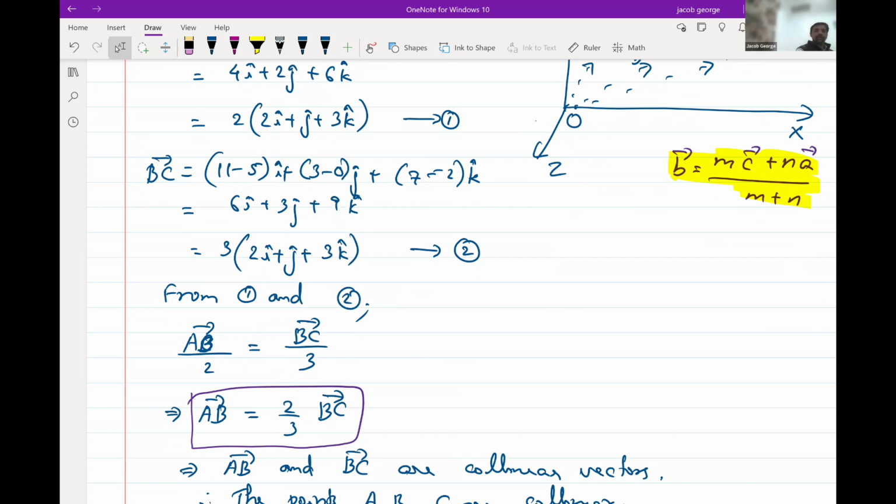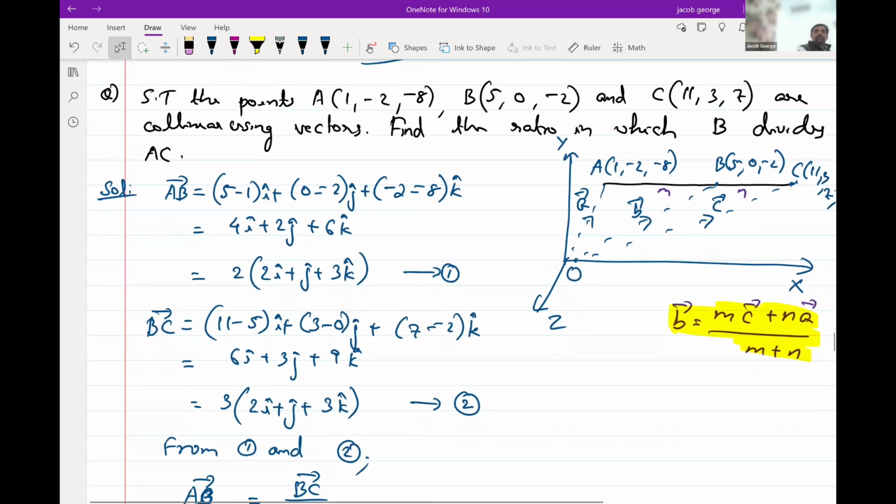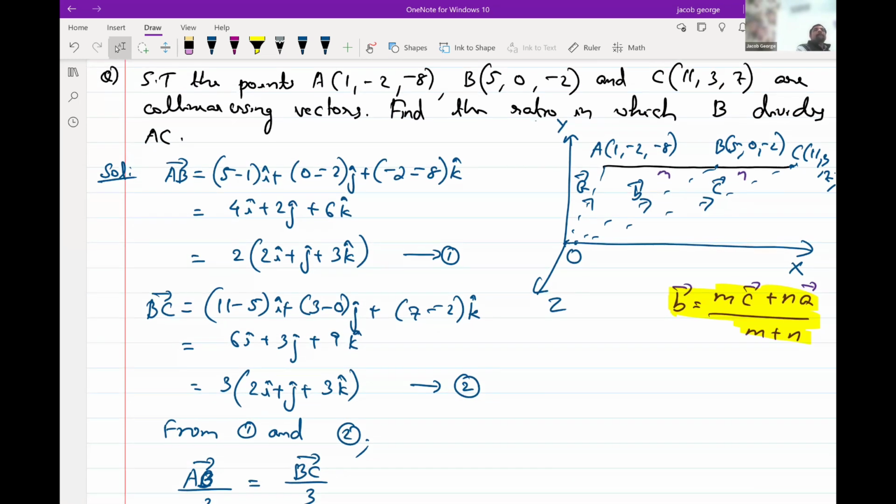Any student want to note down, please? Yakub, collinear means one vector should be scalar multiple of the other. First, 2 marker or 3 marker? 3 marker, because 2 parts are there. Second part is find the ratio.